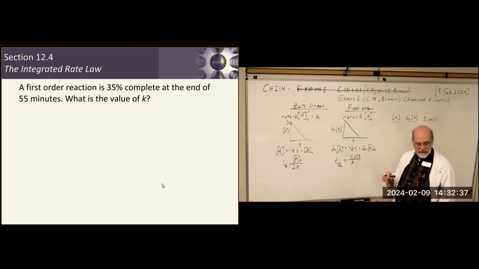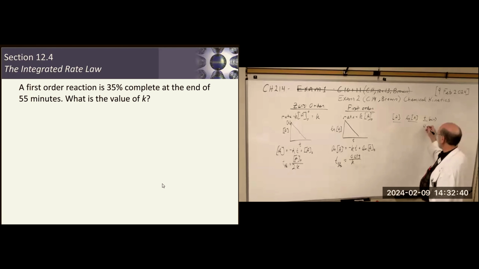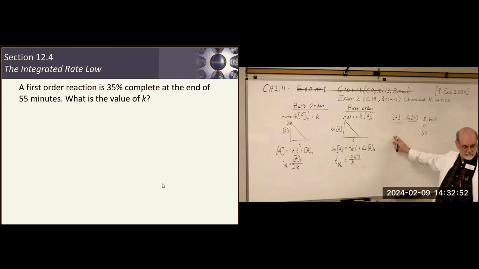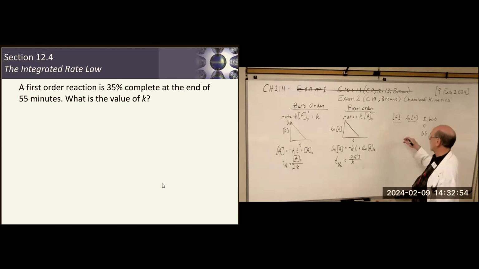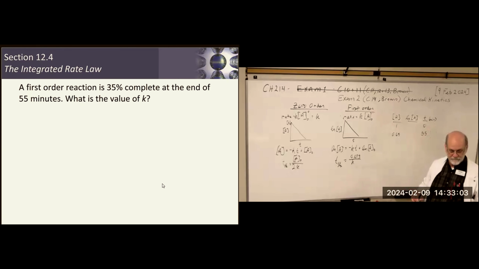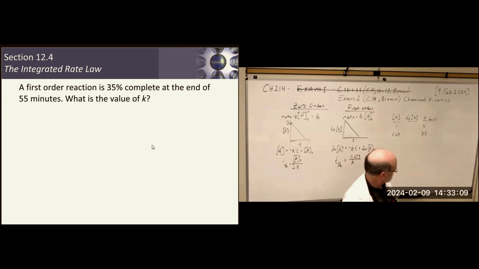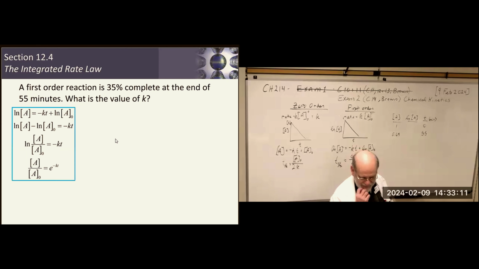It's 35% complete at the end of 55 minutes. So if we start at 0 time, then after 55 minutes, whatever we started with here, it's going to be 35% lower. So if we started with 1 here, then it's going to be 0.65, correct? 35% complete. That's what's left after 55 minutes. What's the value of K? Well, I'm not sure why I put that in there.